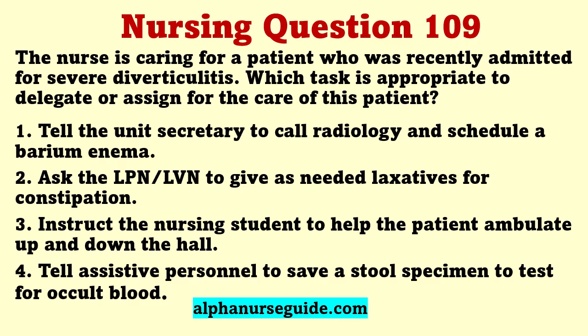The correct answer is 4. Tell assistive personnel to save a stool specimen to test for occult blood. Rationale: diverticulitis can cause chronic or severe bleeding, so if there is no obvious blood, the stool may be tested for occult blood. A barium enema is not usually ordered because of the danger of perforation.